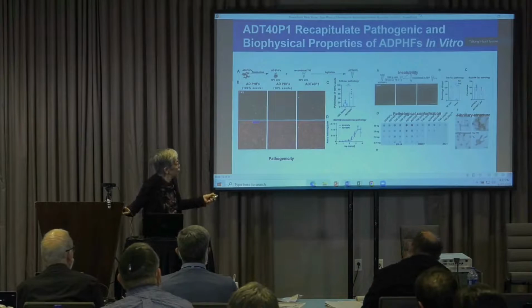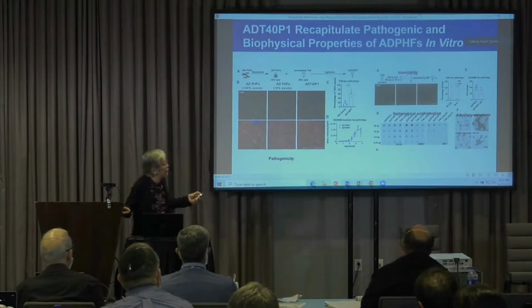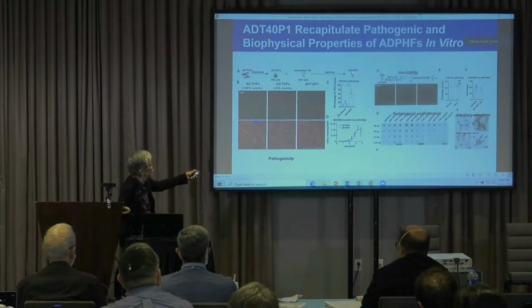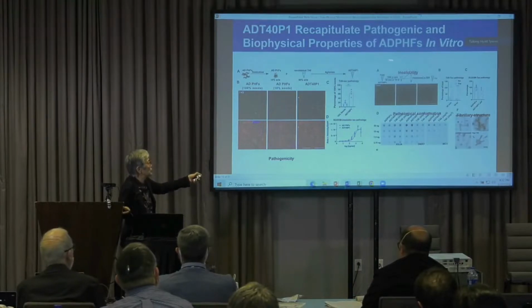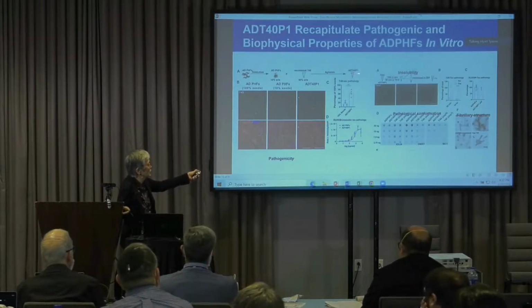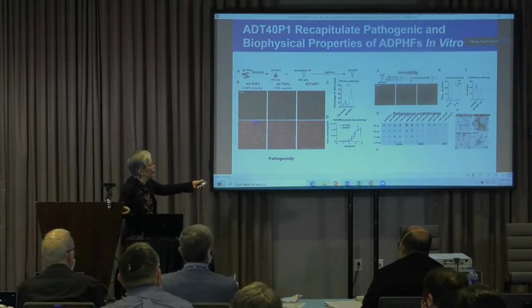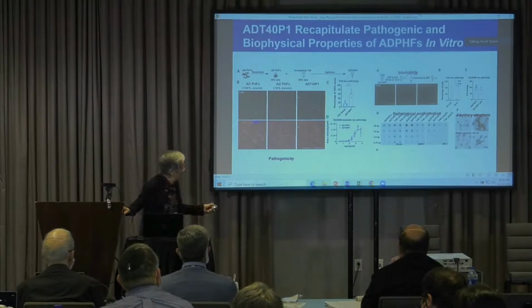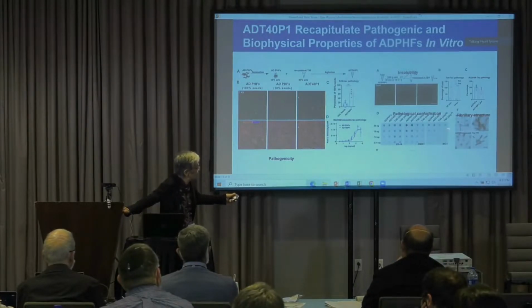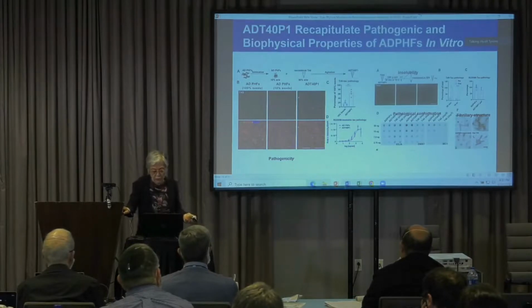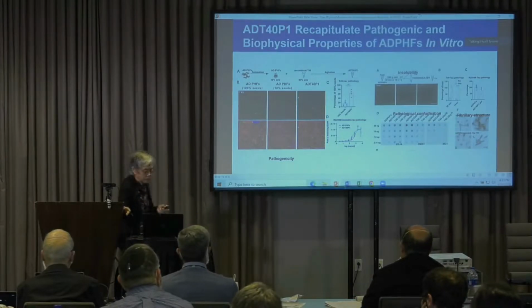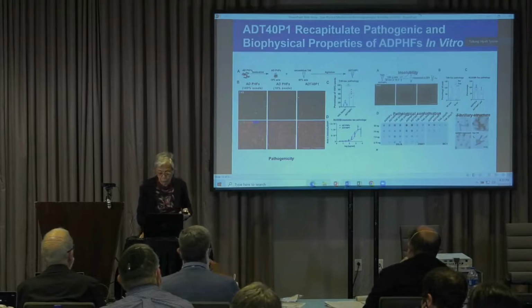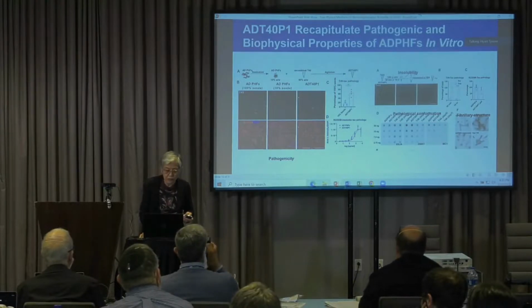And so here, we also show that the material generated here, the AD T40 P1, is insoluble, because we can centrifuge the material, take the supernatant and the pellet, and the activities are all in the pellet. And then finally, we look at the pathological conformation, and we show that they all form fibrillar structures. So basically, AD T40 P1 recapitulated the pathogenic and biophysical properties of AD PHFs.